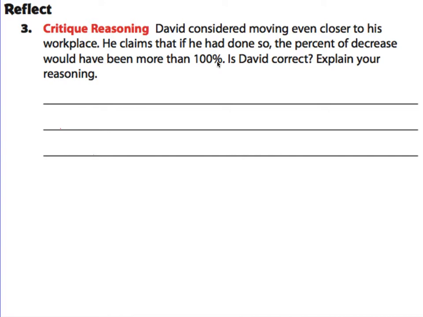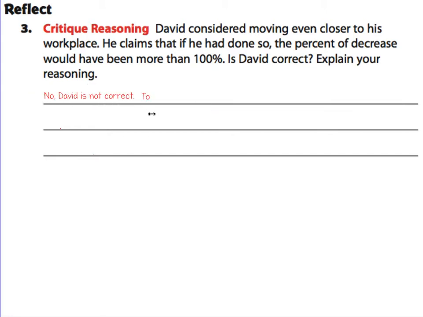Okay, so David considered moving even closer to his workplace, and he claims that if he had done so, the percent of decrease would have been more than 100%. Is this correct? Explain our reasoning. So we talked about this. In order to have 100%, you essentially have to double your original. Since it was a decrease, he would have had to go from 89 miles away to 0.